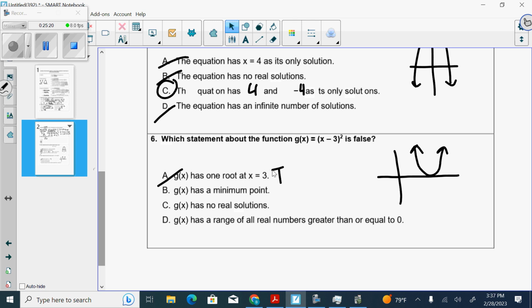This says a minimum vertex. Is that a minimum? Yeah. So that one's true too, so it's not that. This graph doesn't have any solutions. Is that true or false? False, it has one. And then the last one says the range is all real numbers greater than or equal to 0. Well, that's true, it starts at 0 and goes up. So that one's true. So it has to be C.